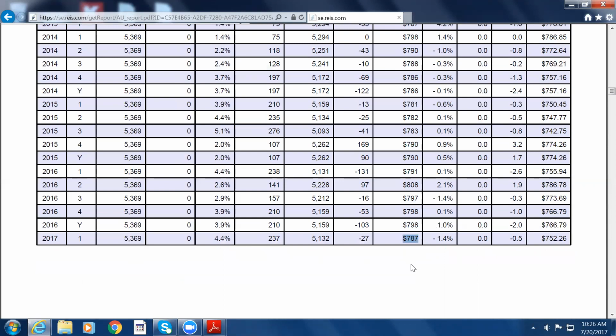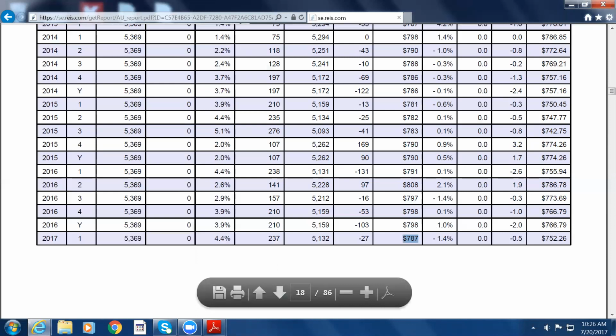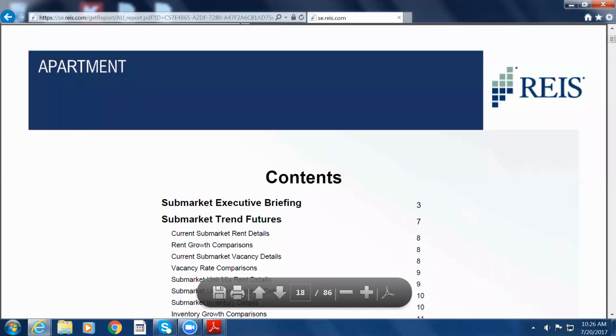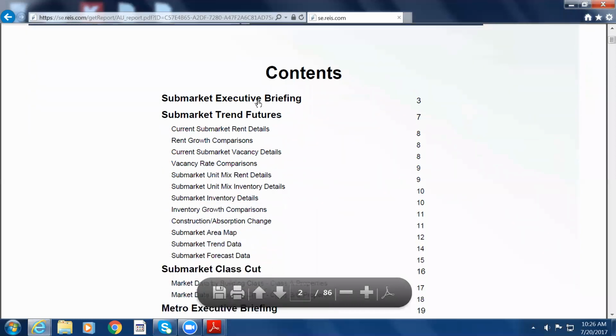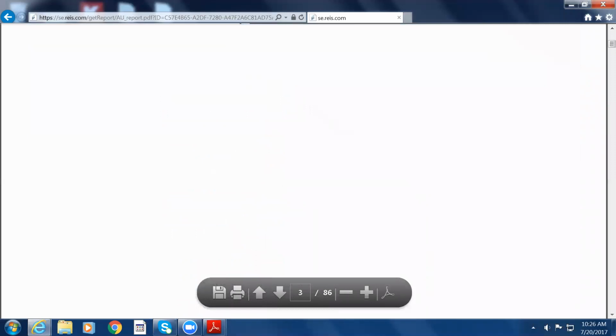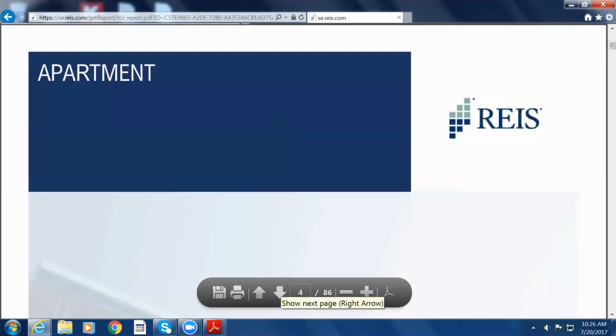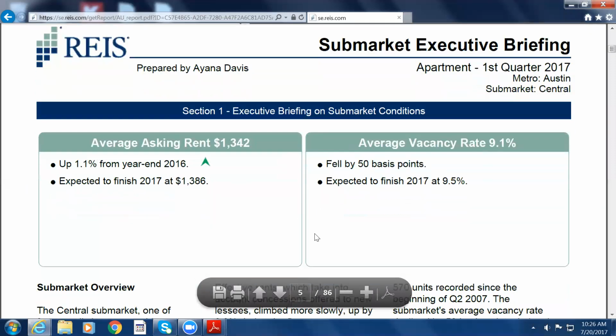Again, we're going to be able to do this for all of our submarkets and those primary markets. So that is your submarket class cut. Jumping back up here to my table of contents, I do want to show you the submarket executive briefing. This is a write-up that we do every single quarter.